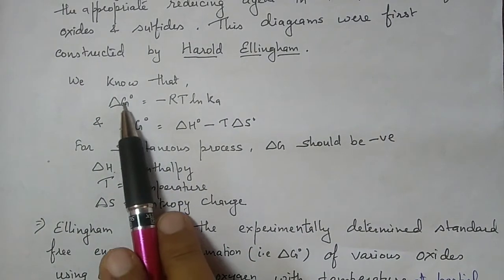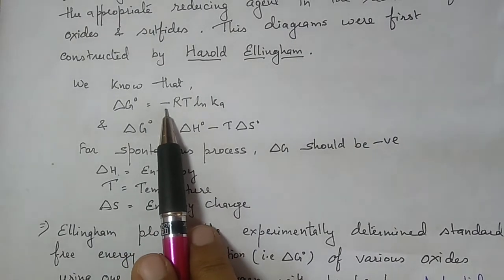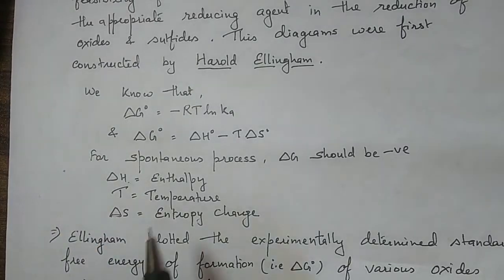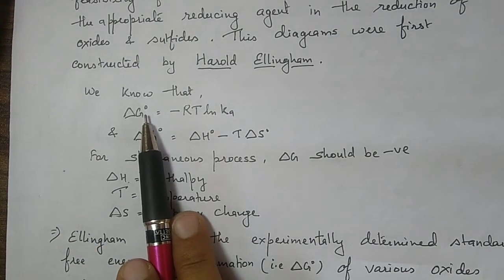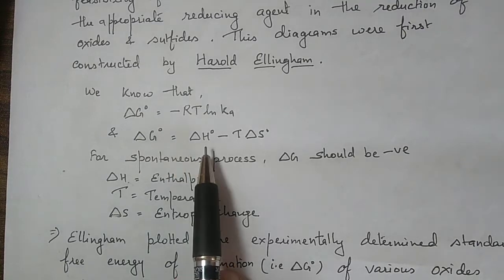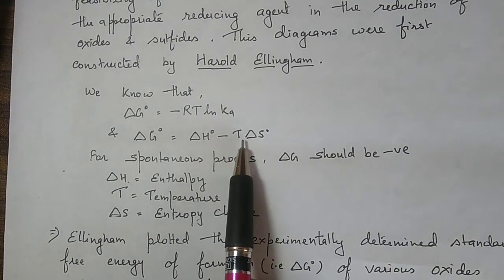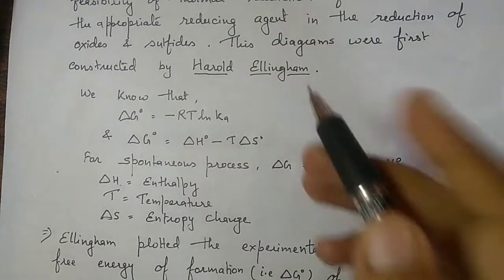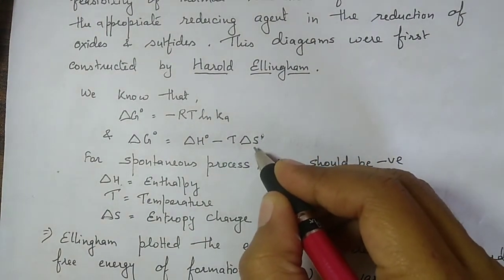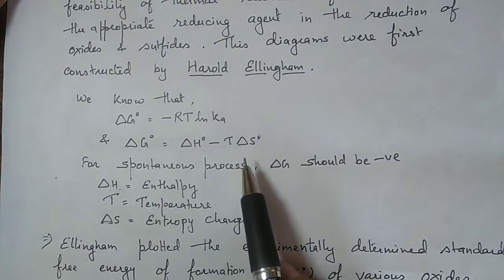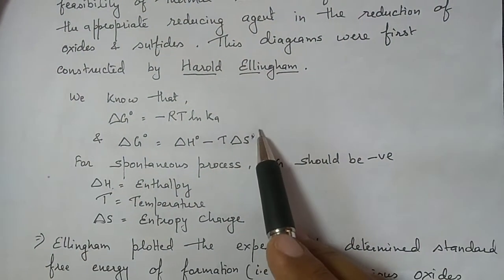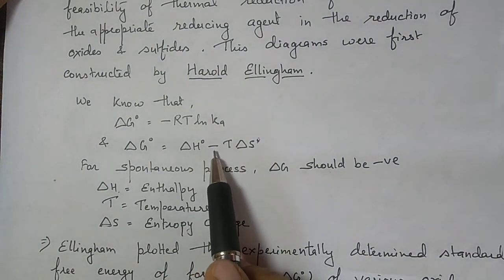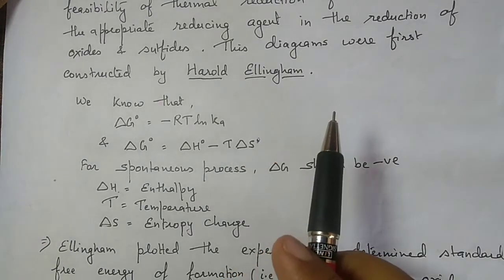As we know, del G naught, that is standard free energy change, is equal to minus RT ln K. This is the equation for del G naught. And del G naught is equal to del H naught, that is standard enthalpy change, minus T delta S naught, where delta S naught is the change in entropy at standard condition. This equation is known to you: del G naught equals del H naught minus T delta S naught.